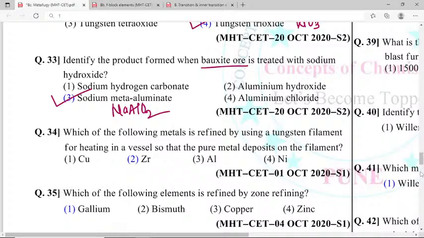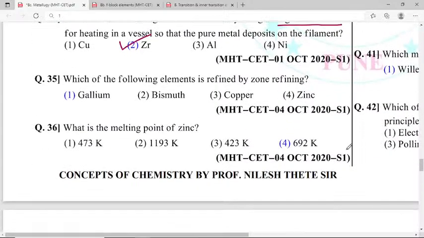Which of the following metals is refined using tungsten filament heating in a vessel? Zirconium. Which of the following elements is refined by zone refining? Gallium is a liquid actually. Gallium is a liquid. What is the melting point of zinc? 692 Kelvin.